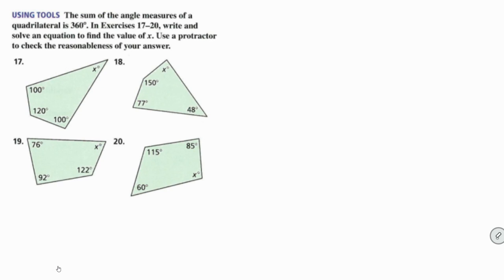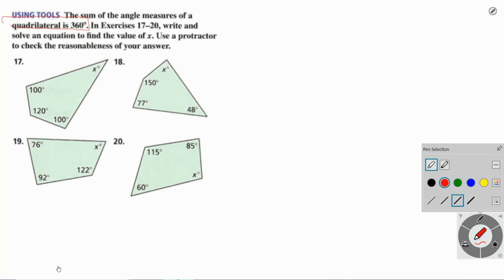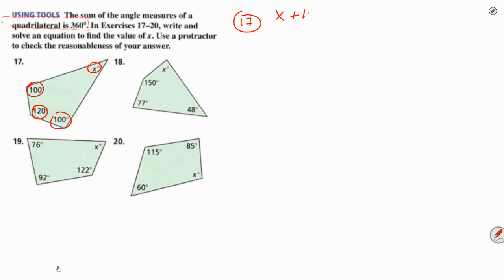All right. This one pulls on information that a quadrilateral has an interior of 360-degree sum. So if we're looking at number 17 here, all four of these angles, 1, 2, 3, 4, need to add up to be 360. So if we go x plus 100 plus 120 plus 100 equal to 360, we will be combining like terms here and go x plus 320.